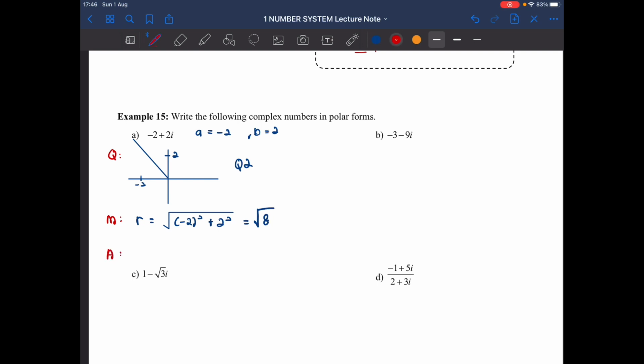If you look, we are doing the same thing as before. So A is the argument. Argument is theta, but we have to find alpha first. Alpha is inverse tangent of B over A, but you have to ignore the sign. So B is 2, A is negative 2. Ignore the sign.